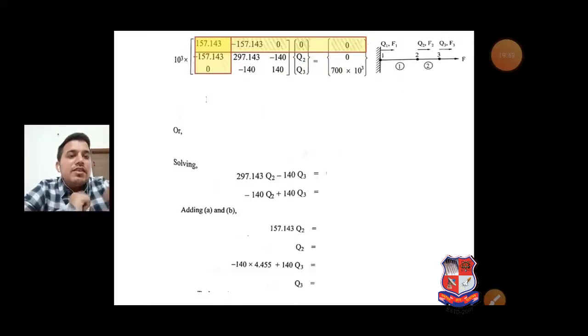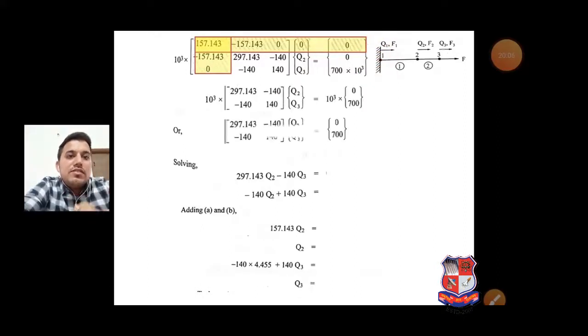After putting these values, as per the elimination approach, we are eliminating the first row and the first column, the yellow highlighted portion, due to the fixed support. We can identify it easily: 10 raised to 3, we are cancelling from both sides. So this is the conclusion.